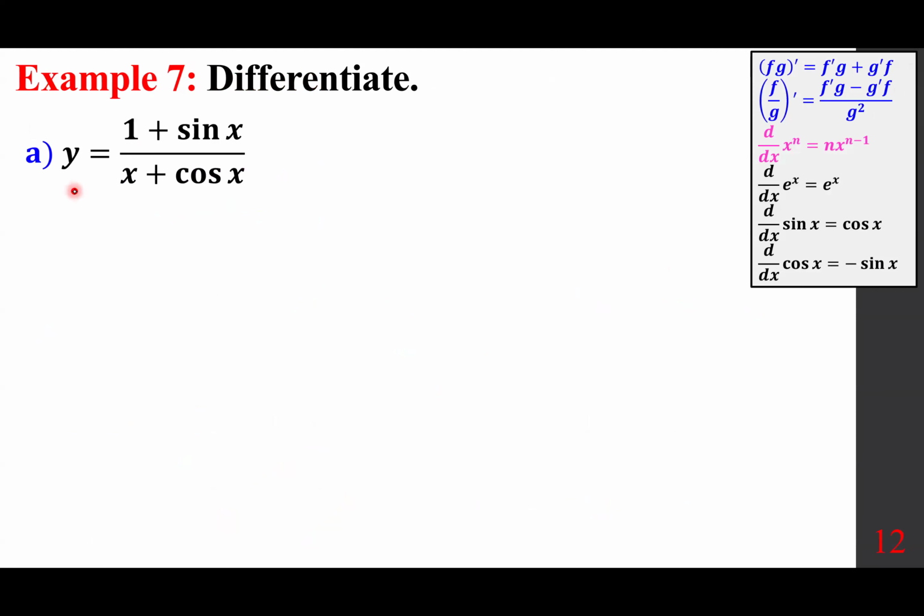We want to differentiate y equals 1 plus sine x over x plus cosine x. And obviously, we are going to use the quotient rule. So we're going to call the top function f of x and the bottom g of x. So f of x is 1 plus sine x, g of x is x plus cosine x. And we're going to go with that formula.